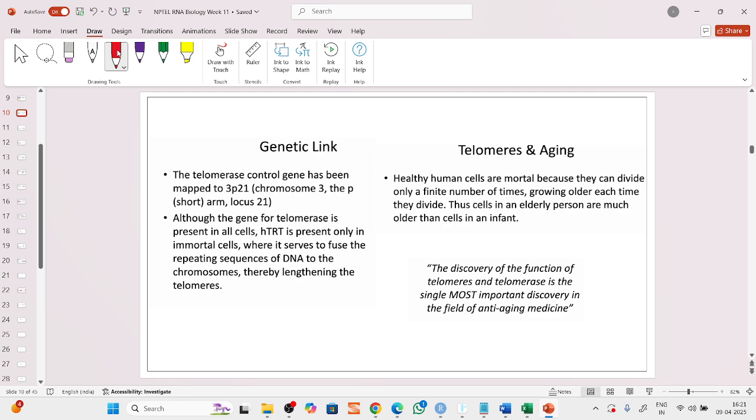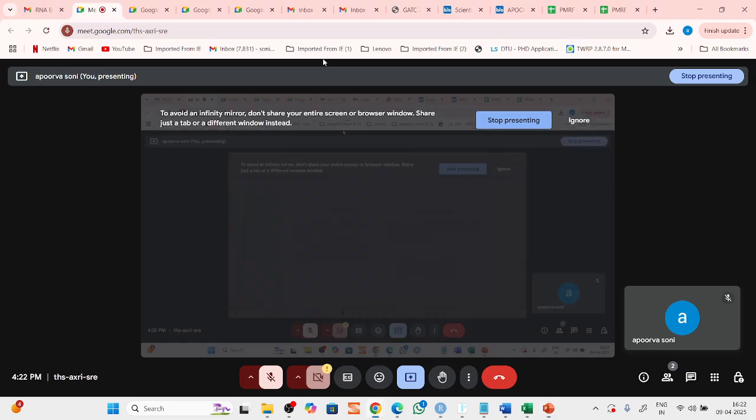The telomerase control gene has been mapped to 3p21 on this chromosome. Although the genes for telomerase are present in all cells, hTRT is present only in immortal cells, where it serves to fuse the repeating sequences of DNA into the chromosome, thereby lengthening the telomeres. Okay, that is fine. Now comes an important topic, which is telomerase and aging.